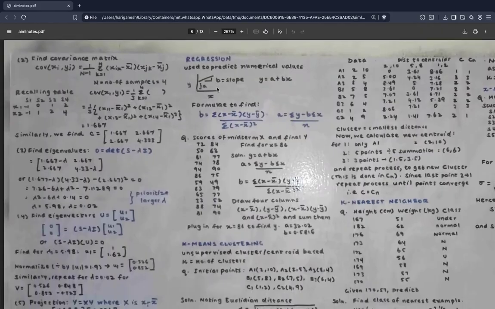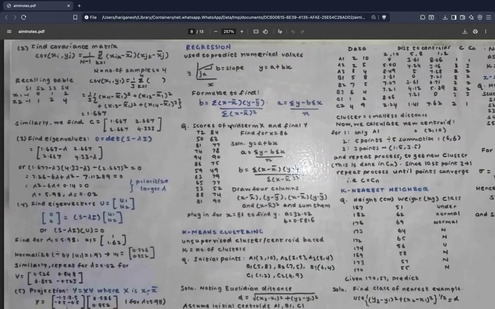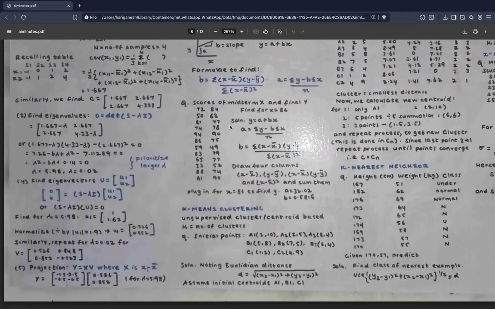As for regression, this is just a y equals a plus bx thing. There's a formula for this: summation of x minus x bar into y minus y bar, and so on. A is equal to summation of y minus b times summation of x, divided by n. N is the number of samples here. So again, best looked at through an example.